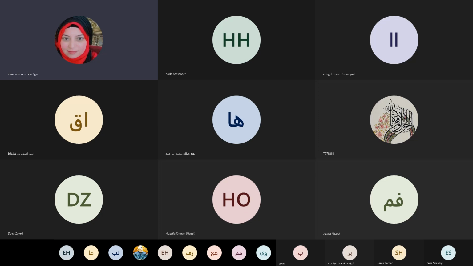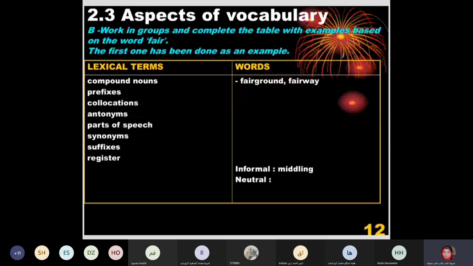So let's move on to another activity here. Again, it's very enjoyable. Now, do you remember the word fair? Still, we have it. Okay, it's an example today to work on.